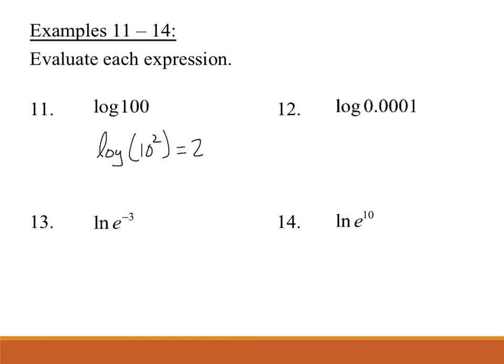Number 12, we have the log of 10 to the minus 4 power, which is just equal to minus 4. The natural log of e to the negative 3 is just equal to minus 3. And the natural log of e to the 10 is just equal to 10.